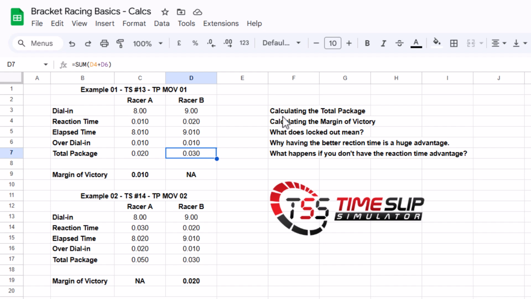Now, to work out the margin of victory, so how far in front is one racer or the other at the finish line, what we need to do is find the larger of the two packages. So in this instance, racer B is 300ths over and racer A is 200ths. So 300ths minus 200ths equals 100. That's the margin of victory. So racer A in this instance gets to the finish line first by 100th.